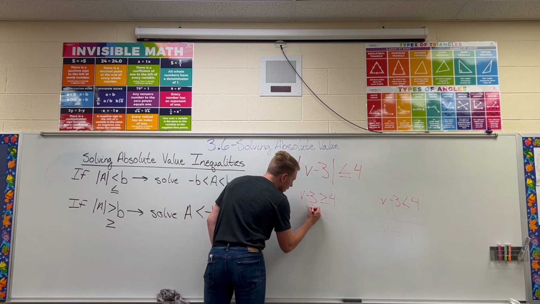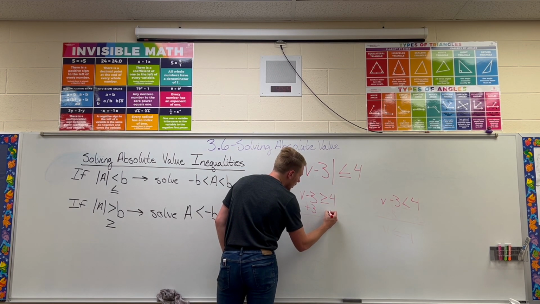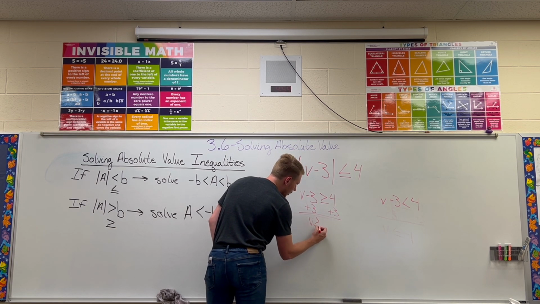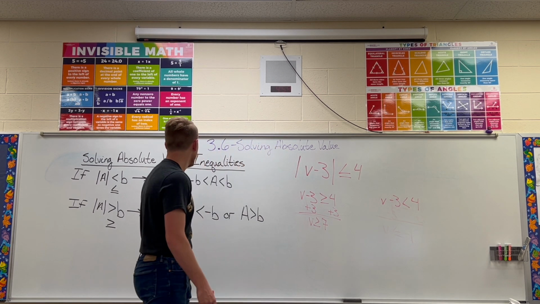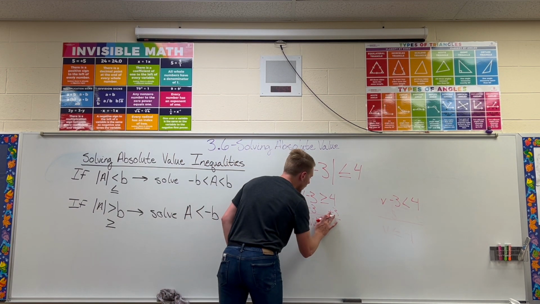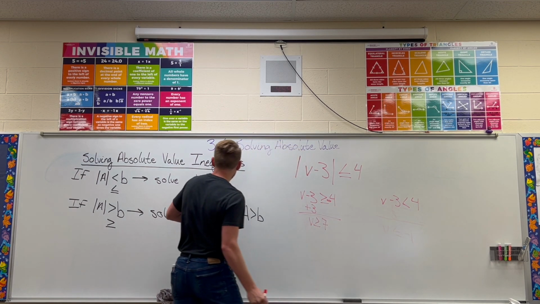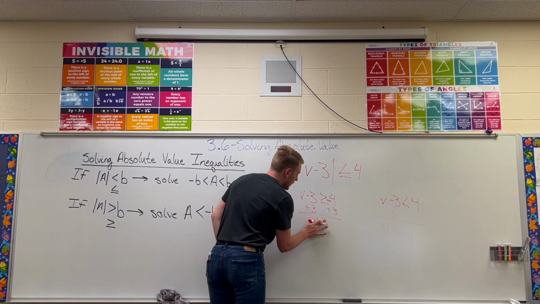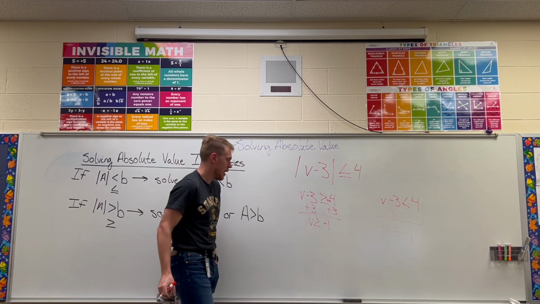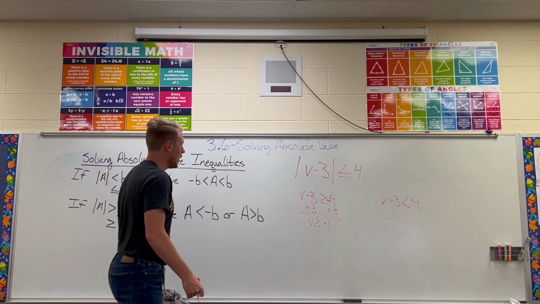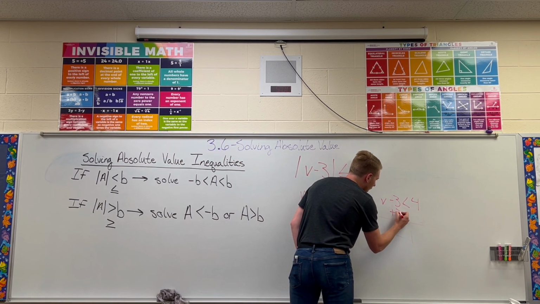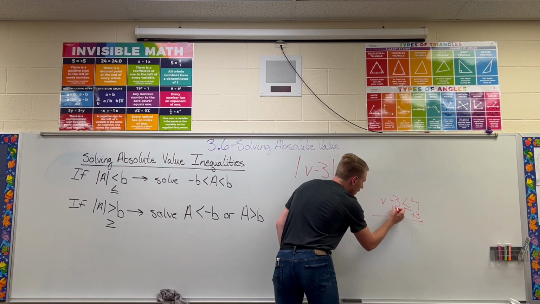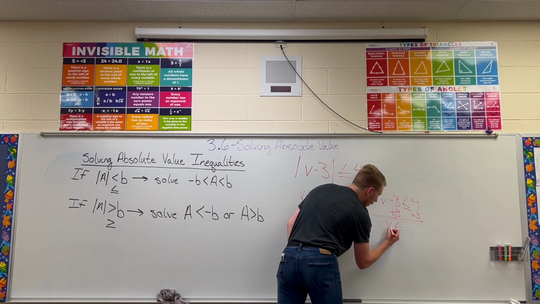Add 3 to both sides. Add 3 to both sides. 7. V is greater than or equal to 7. Okay. Oh, I forgot the negative sign. That's why. Hold up. Negative 4. Remember? Greater than negative b. So negative 4. If I add 3 here, I get negative 1. Okay? So v is greater than or equal to negative 1. If I add 3 over here, I get v is less than or equal to 7.